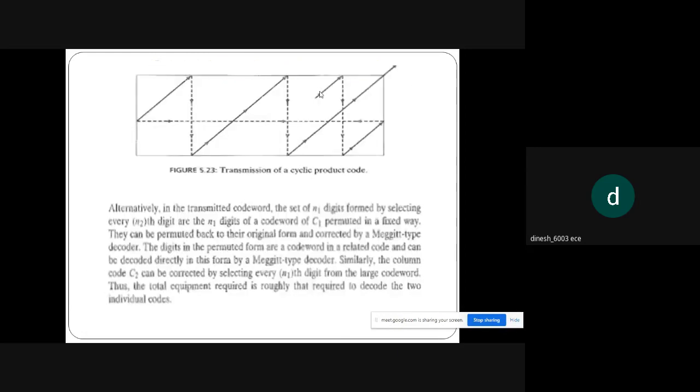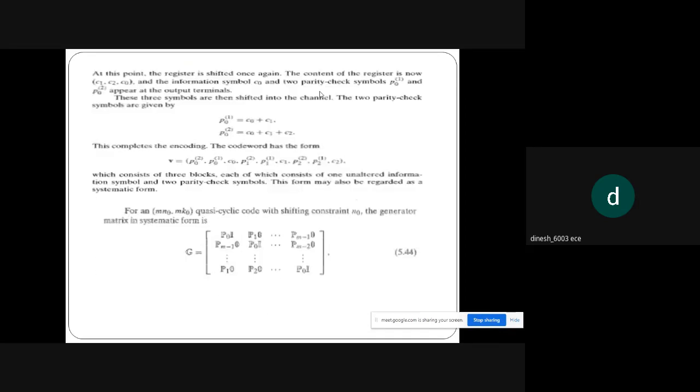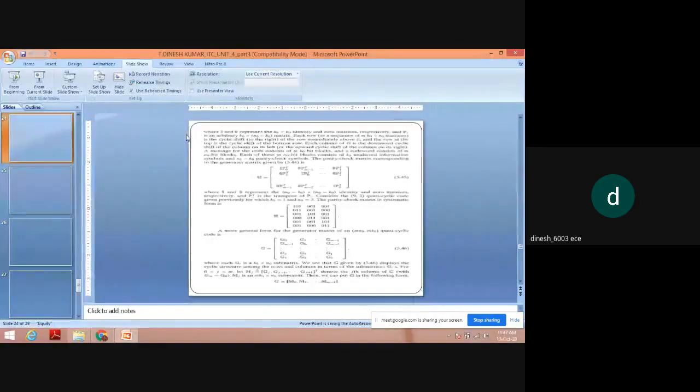So the next topic is cyclic product codes and quasi cyclic codes. That we'll see in the next class.